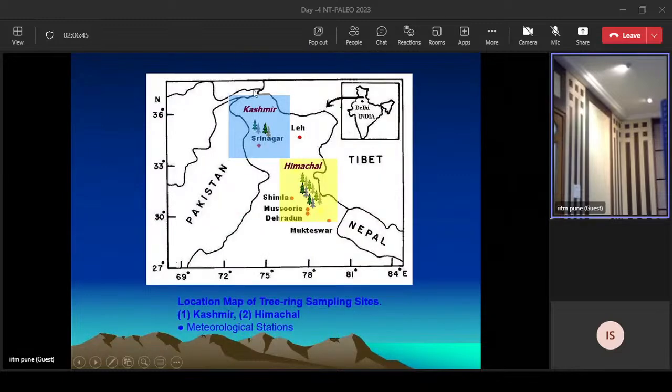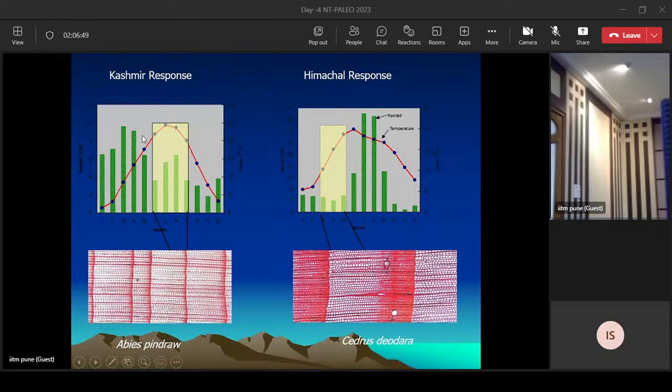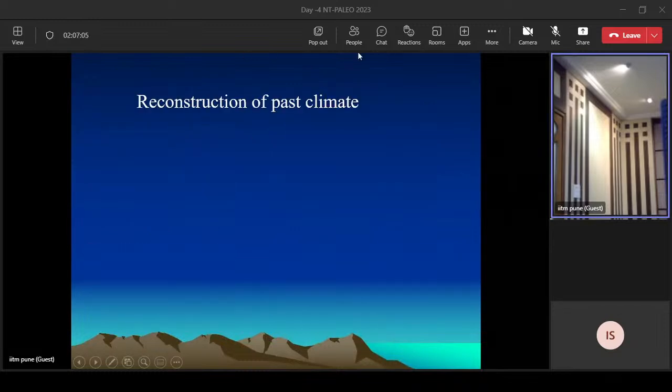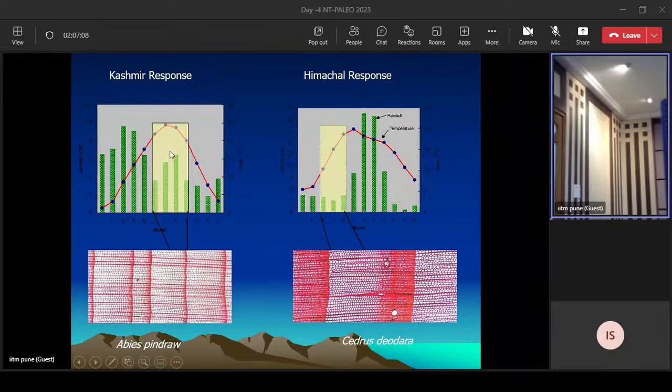Now, why do Kashmir and Himachal show different responses? The Kashmir climatology and Himachal climatology are different. Here, the climate is dry and hot in June to September, while in Himachal the dry and hot warm season is in March, April, May, which corresponds to the early part of the chronology.